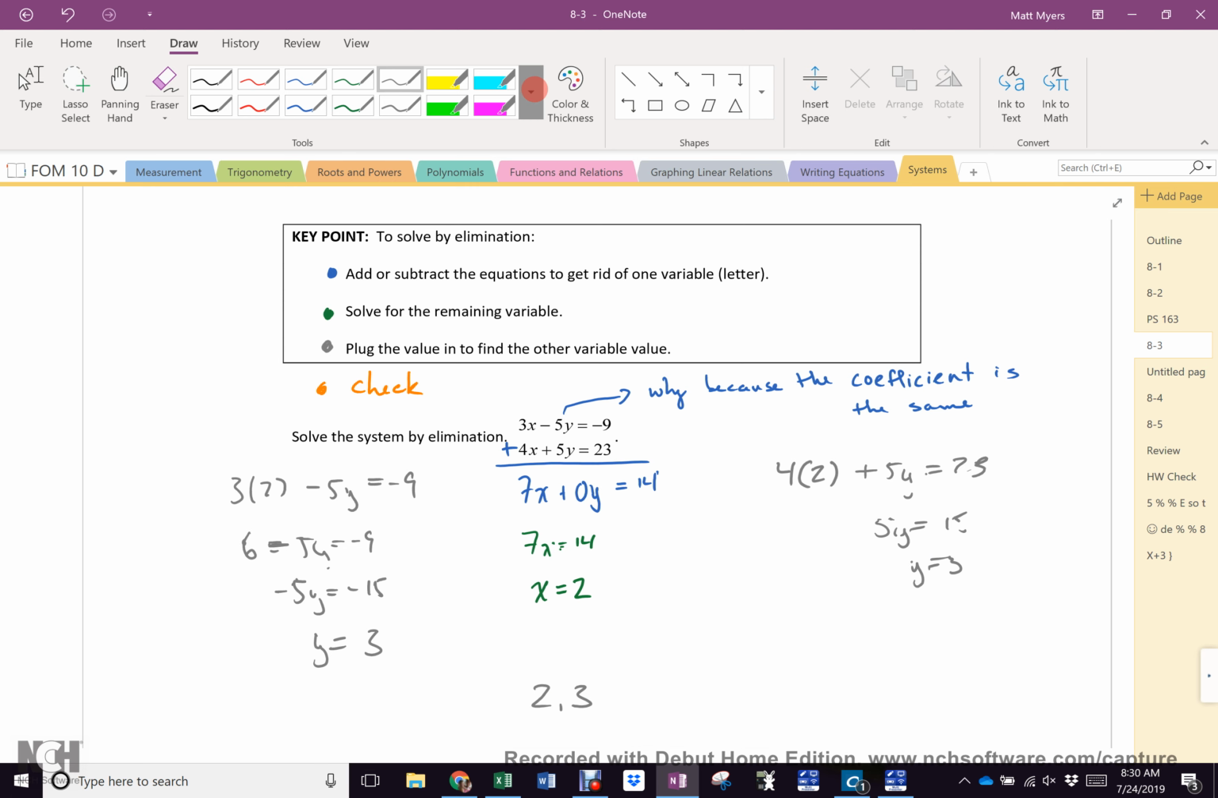And then I check it. What is 3 times 2? 6. What is 5 times 3? So 6 minus 15. Is that negative 9? Of course it is. What is 4 times 2? What is 5 times 3? Is 8 plus 15, 23?